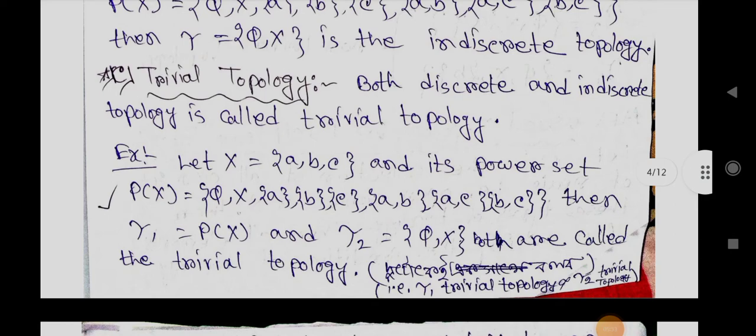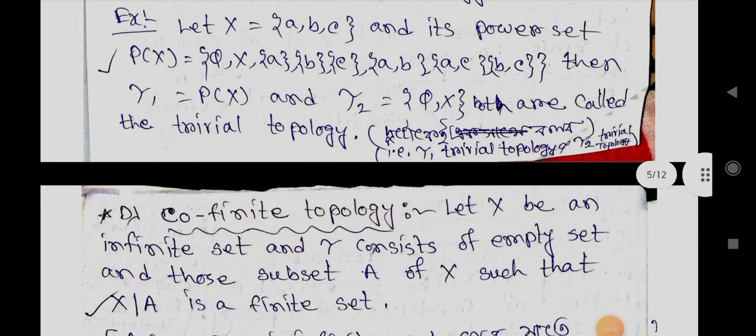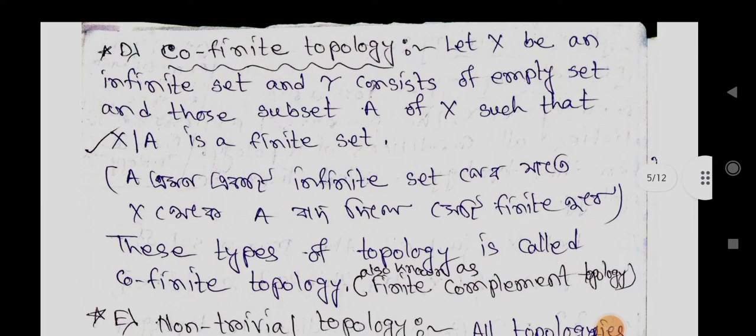Number 3, trivial topology. Both discrete and indiscrete topology are called trivial topology. That is, together T1 and T2, that is discrete and indiscrete topology, are called trivial topology. Both are trivial topologies.